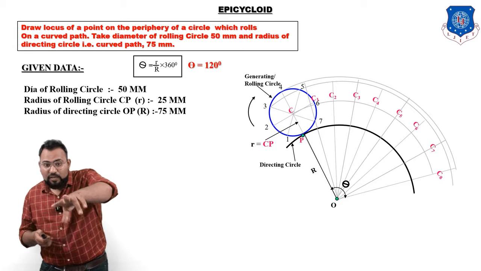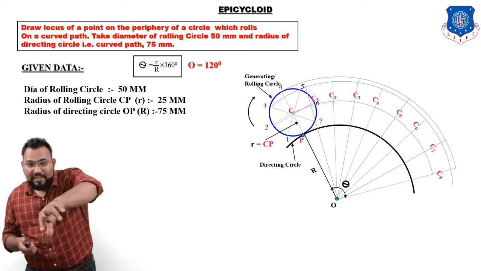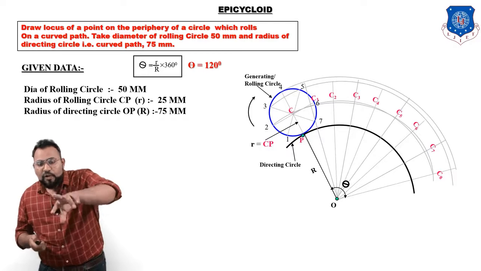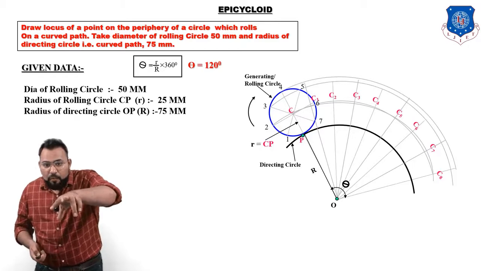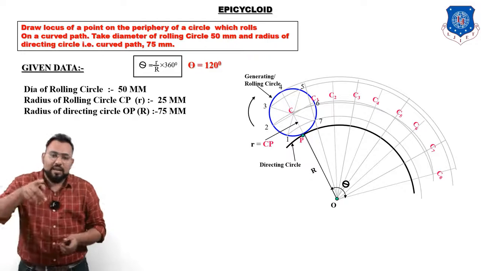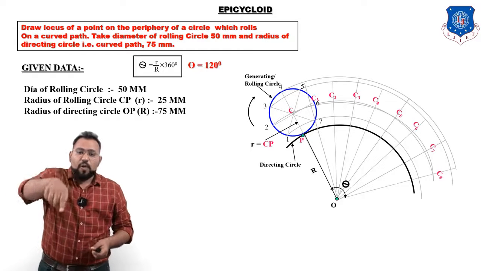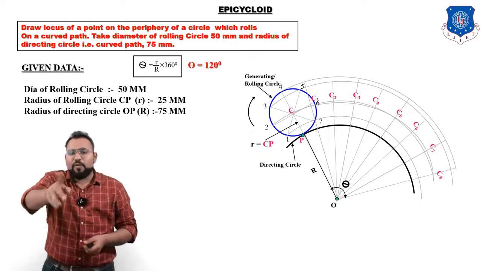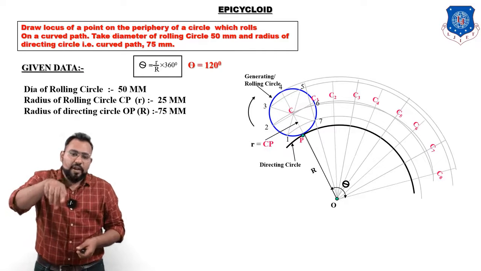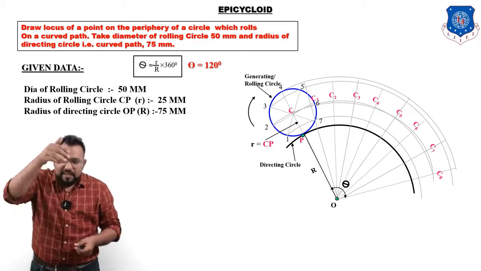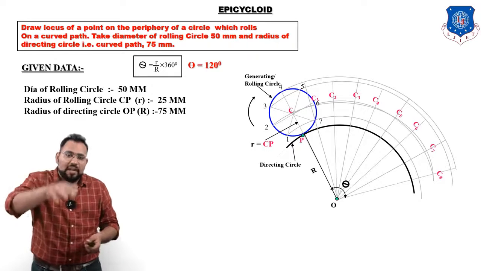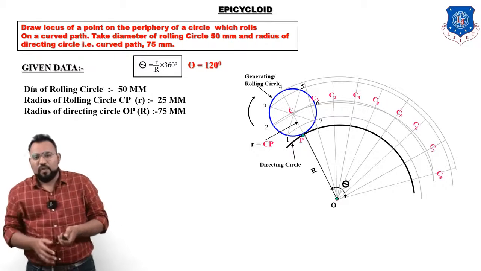Now take a distance equal to O22, put an arc up to angle theta like this. Again take a distance equal to O21 and put an arc up to 120 degrees like this. Whenever you draw an arc from point O23, it will automatically pass through point 5 on the circle. When you draw an arc from point 2 on the circle, taking distance O to 2, it will automatically pass through point 6. When you draw an arc from point 1, it will automatically pass through point 7.